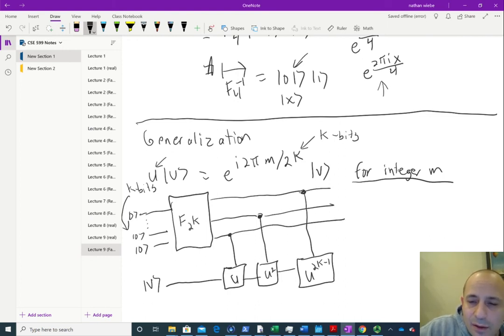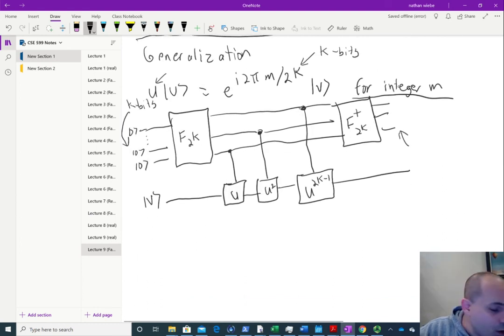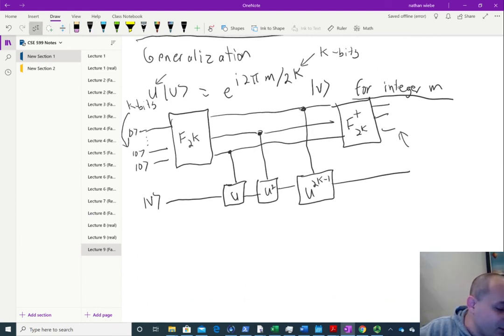And then we are going to apply the inverse, of course, like we always do in the end. And then my claim is that this part over here, if we were to measure it, would give us an estimate of the eigenvalue as a bit string. Okay, so cool. Let's see exactly how this ends up working.